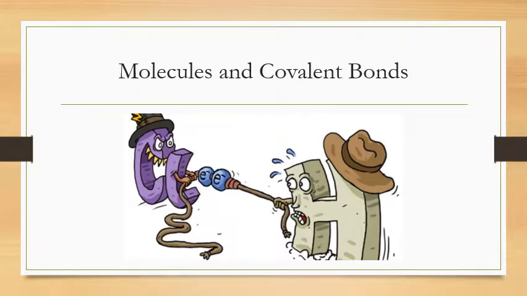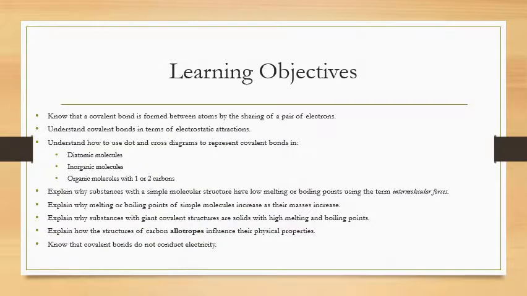So now, having looked at ionic bonding, the next unit we will look at is molecules and covalent bonds. So these are the learning objectives for the unit. You are to know what a covalent bond is, also in terms of electrostatic attractions. Understand how to use dot-cross diagrams, this time to represent covalent bonds in the following types of molecules.